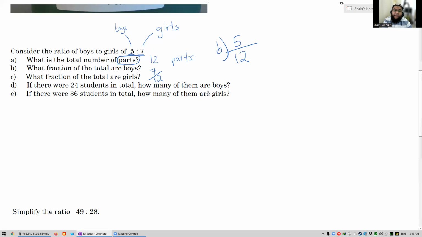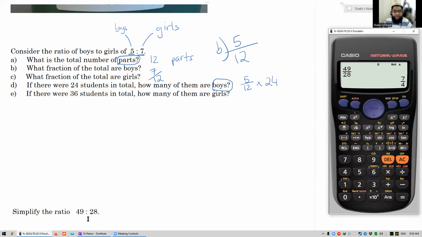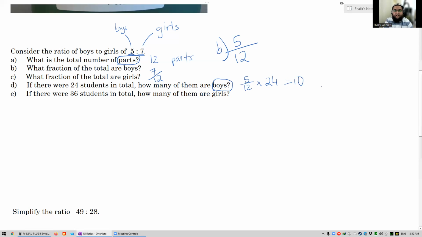If there are 24 students in total, how many of them are boys? The best way to do this is to use the fractions we've just made. We're trying to find the boys, and boys are going to be 5/12. The fraction is 5 out of 12 of the total. Of means multiply. The total is 24 here. So what is 5/12 of 24? We simply use a calculator. 5/12 multiplied by 24 is 10. And so there are 10 boys.